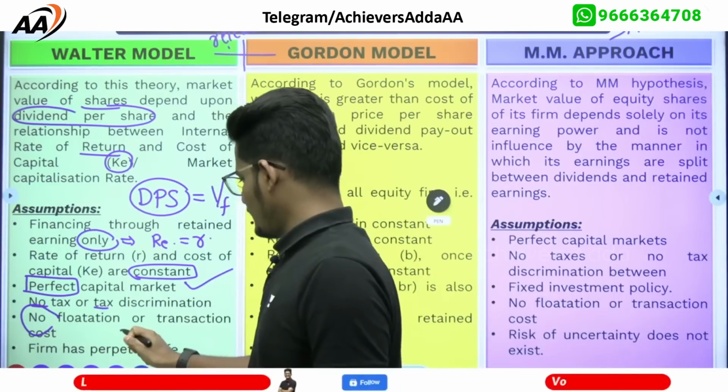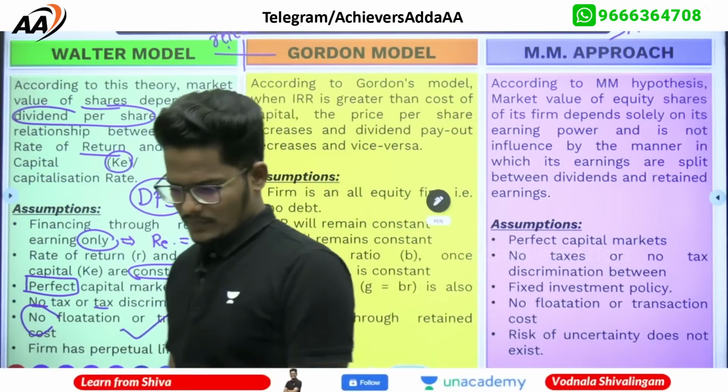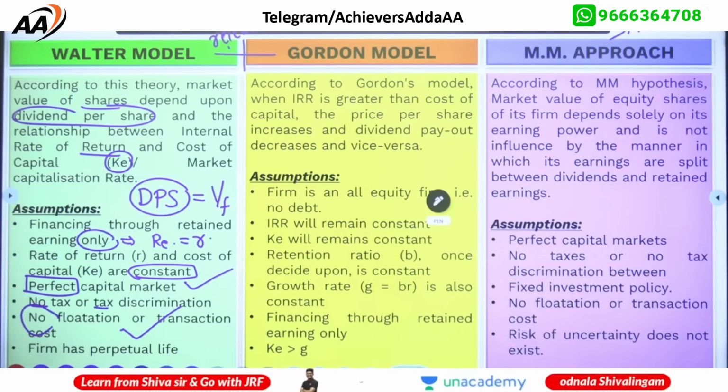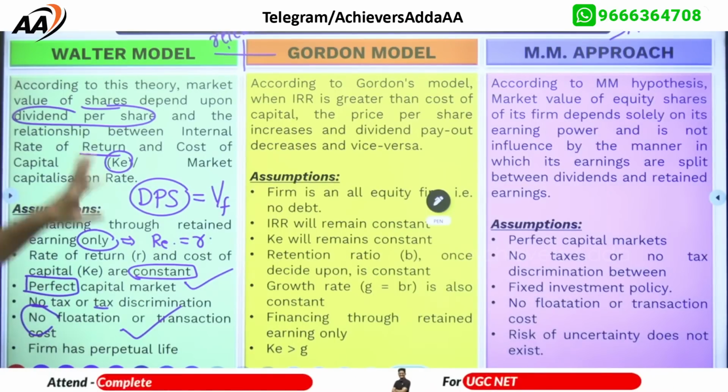The firm has a perpetual life. The firm is a going concern. It's a going concern, right? No external financing, obviously. So these are the main assumptions of the Walter model.